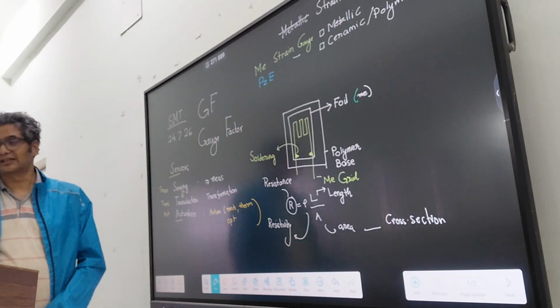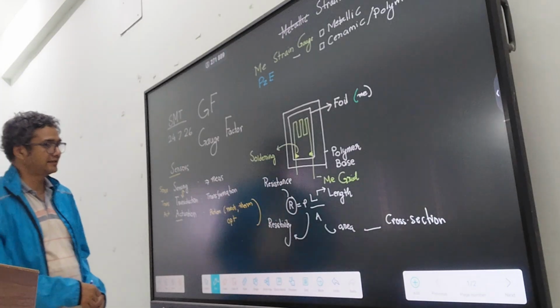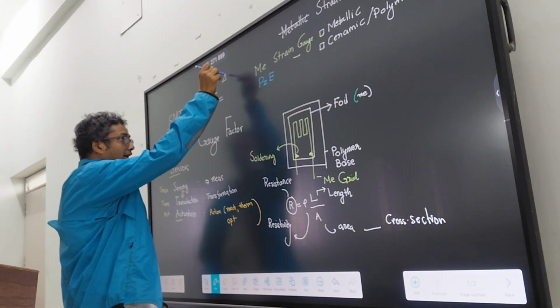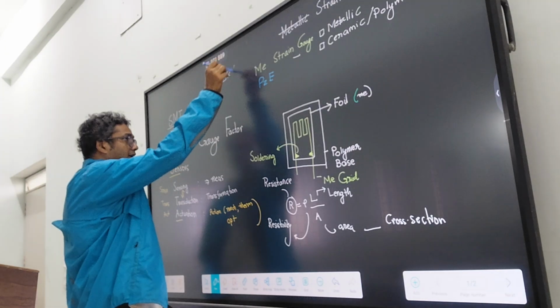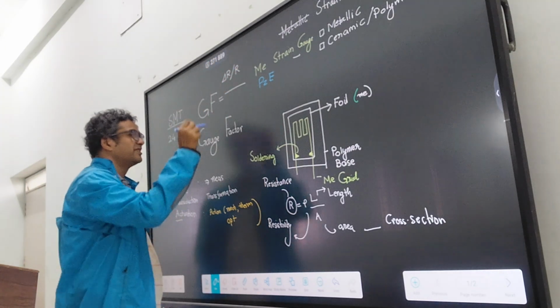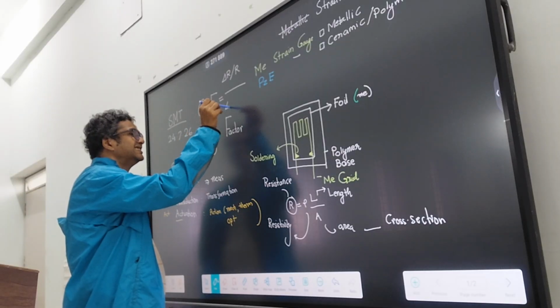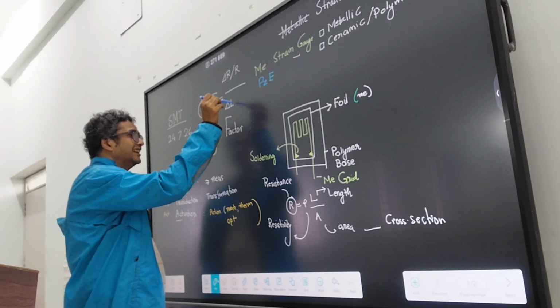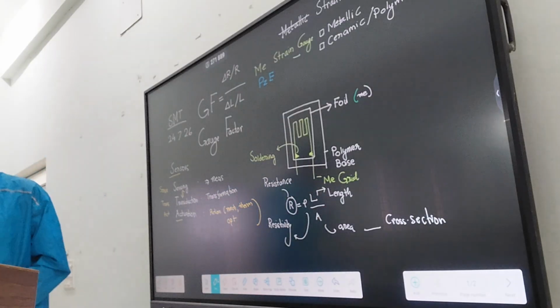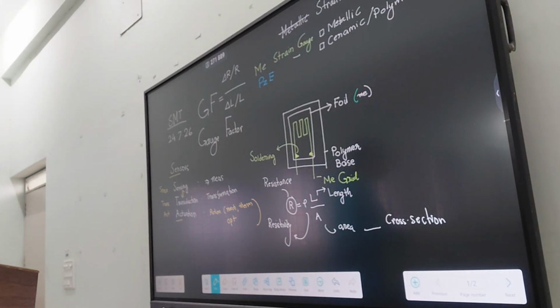How do you represent the gauge factor? Gauge factor is simply equal to delta R by R divided by delta L by L. What is delta R? If R is resistance, delta R is the changing resistance.